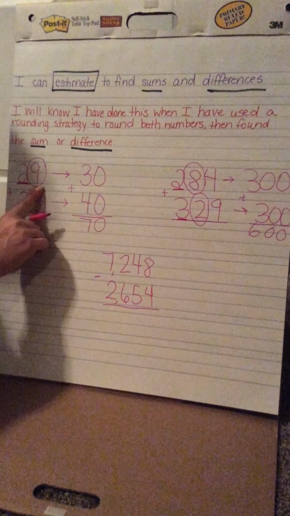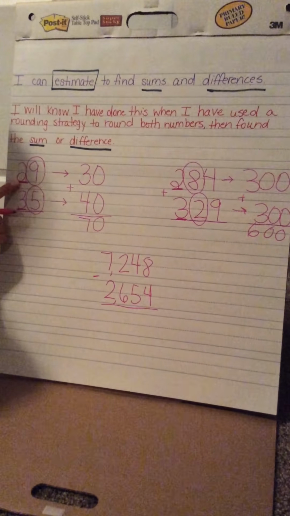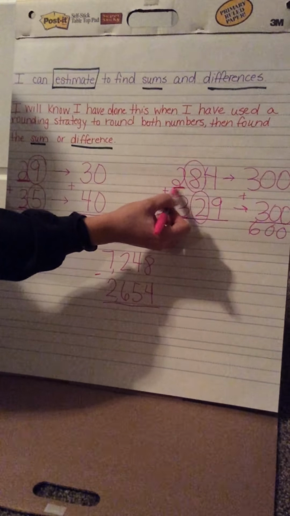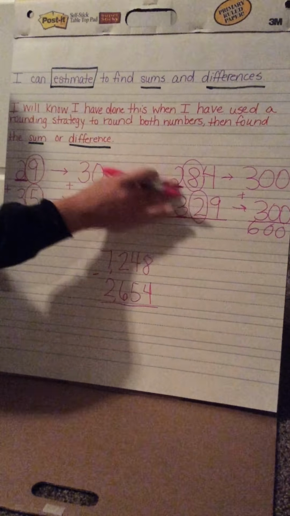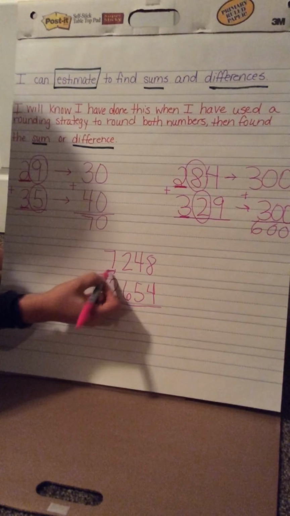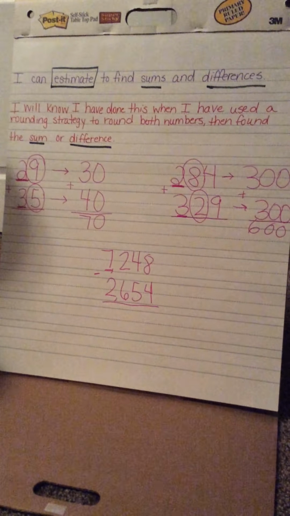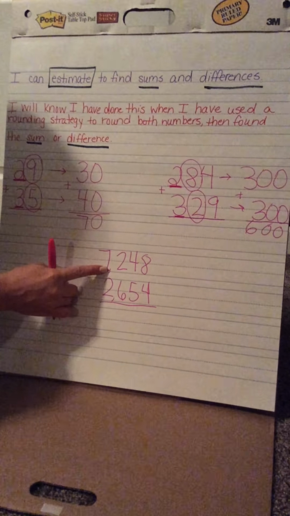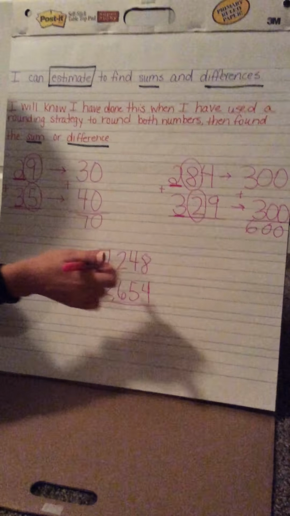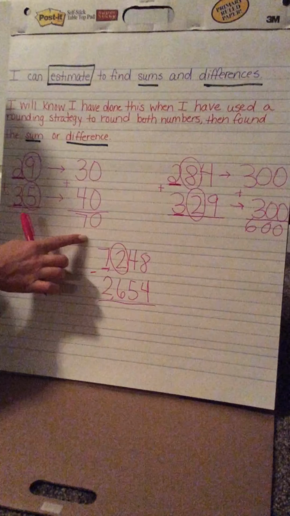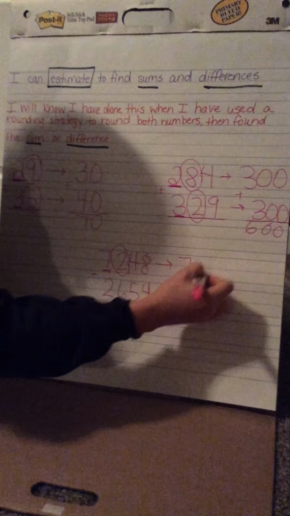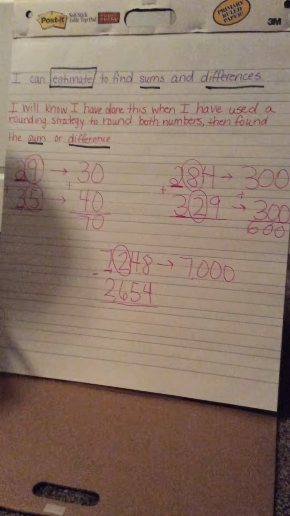If I look back at the first problem, the largest place value was in the tens, so I rounded to the tens. In the next problem, the largest place value was in the hundreds, so I rounded to the hundreds. In this problem, my largest place value goes all the way to the thousands place, so I'm going to round to the thousands place. My options here are, is 7,248 closer to 7,000 or 8,000? This too helps me know that this is closer to 7,000. So again, I'm going to draw my little arrow and say this is about 7,000.